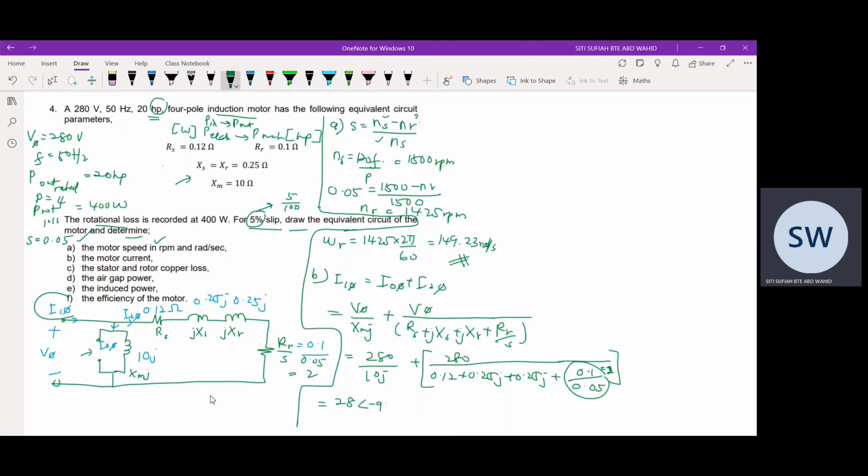Solving that, you will get 28 at angle of negative 90 plus 128.55 at angle negative 13.27. So that is I0, I2. So your I1 is 137.7 at angle negative 24.69 ampere. Okay, so I1 phase or motor current, B, is done.